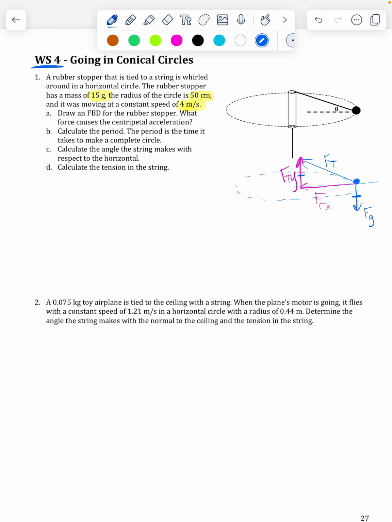Part A says what force causes the centripetal acceleration? The force that's causing centripetal acceleration is the force that's pointing radially inward. So it would be the FTX in this case.